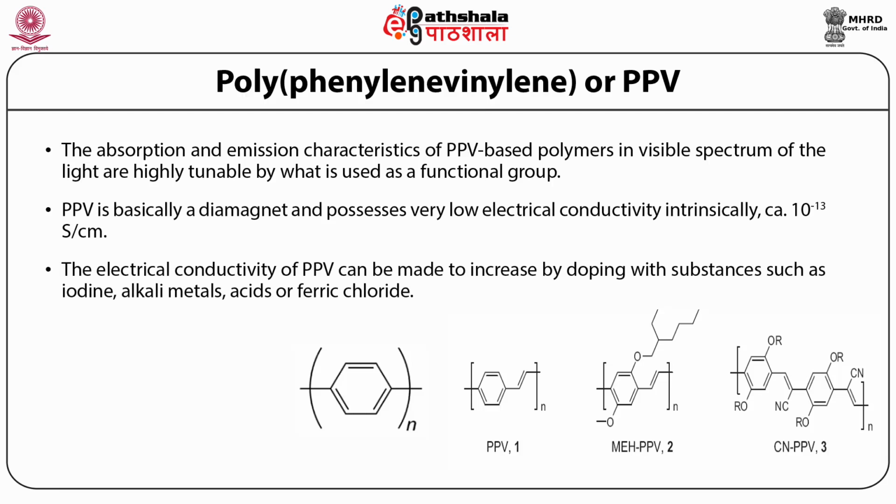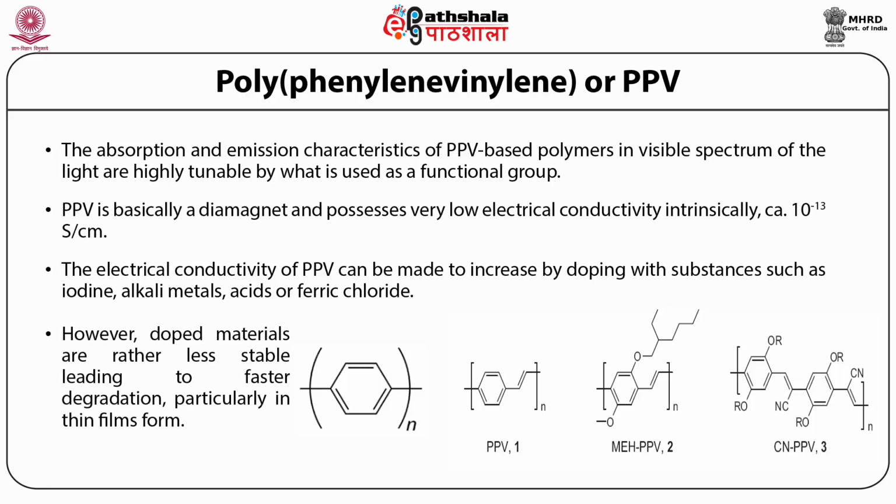The electrical conductivity of PPV can be made to increase by doping with substances such as iodine, alkali metals, acids, or ferric chloride. However, doped materials are rather less stable, leading to faster degradation, particularly in thin film form. The unaligned and unsubstituted form of PPV shows only moderate conductivity with doping.